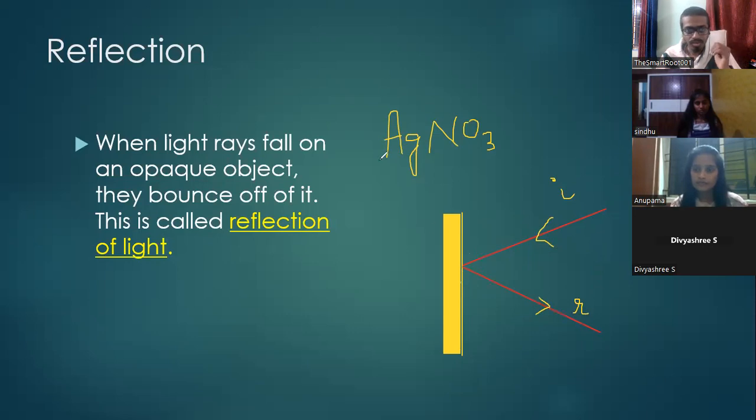Okay, now one special feature you need to observe here is, if I consider this point where the incidence is happening and I draw a line like this which is perpendicular to the plane, this line is called as normal. What is it called? It is normal.